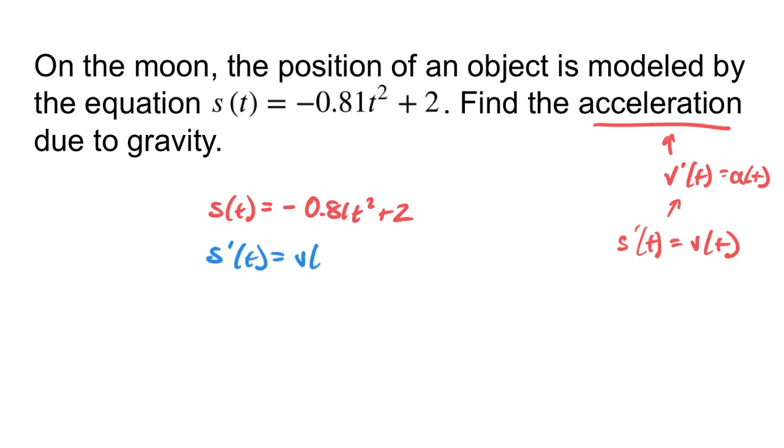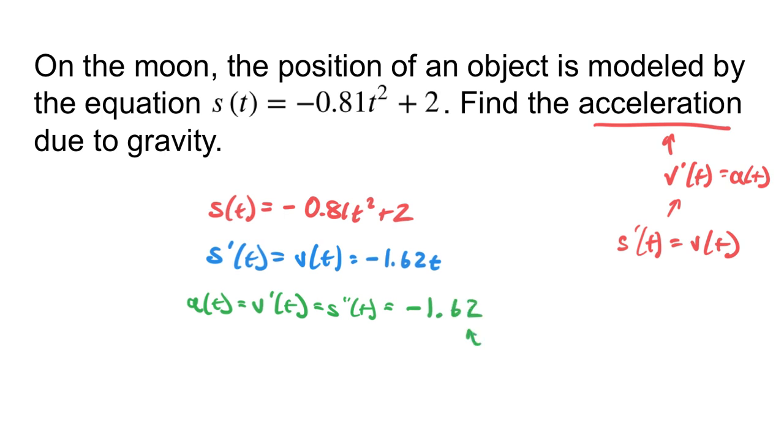That, again, gets us the velocity function. So let's see here. That would be negative 0.81 times 2, which is negative 1.62 t. That's the velocity function. To get to the acceleration function, we have to take the derivative of the velocity function. That happens to be the second derivative of the position function. And when we do, we get negative 1.62. The unit of measurement, just so you know, that is actually the acceleration due to gravity on the moon in meters per second squared.